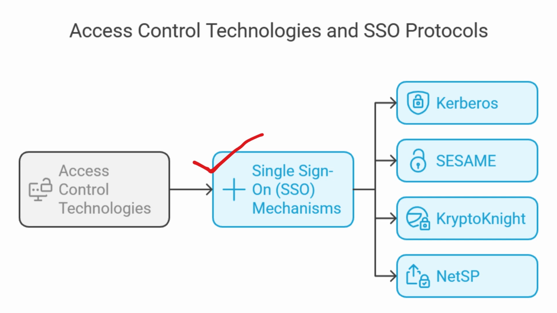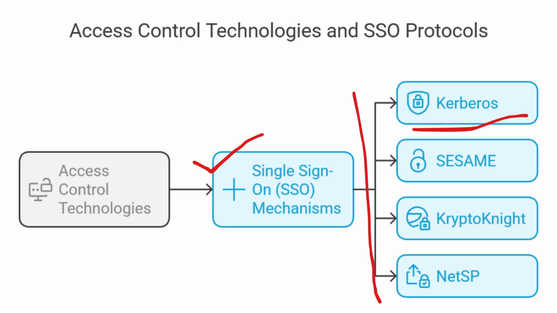Now, let's talk about some SSO mechanisms and how they work. Several technologies make SSO possible. Here are 4 major SSO mechanisms used in enterprise environments. Kerberos. What is Kerberos? Kerberos is an SSO authentication protocol developed by MIT and widely used in enterprise networks. It uses tickets and encryption to verify user identities securely.